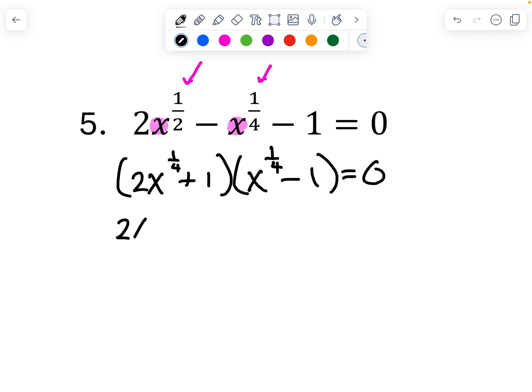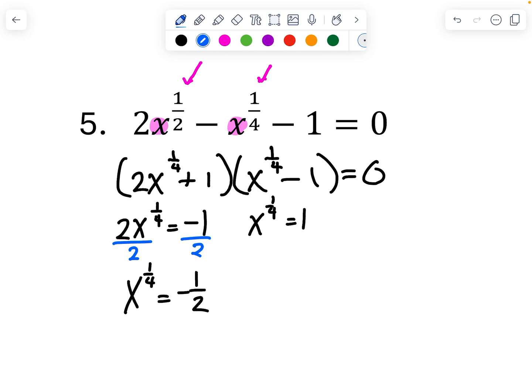So then you say 2x to the quarter is equal to -1. And here you say x to the quarter is equal to 1. And then you're going to divide this one by 2. And that's going to give you x to the quarter is equal to -1/2.